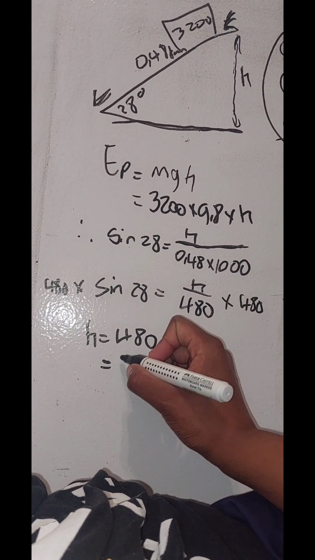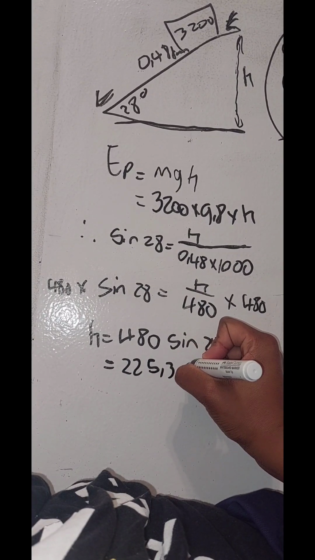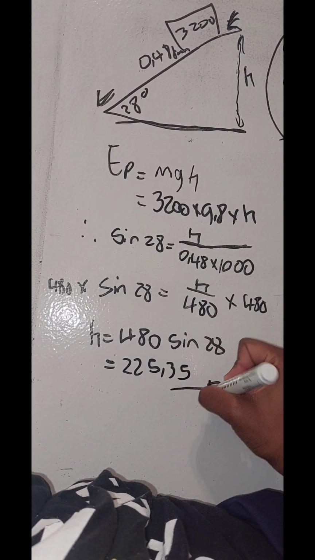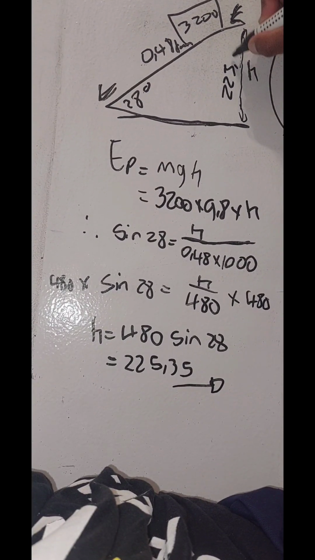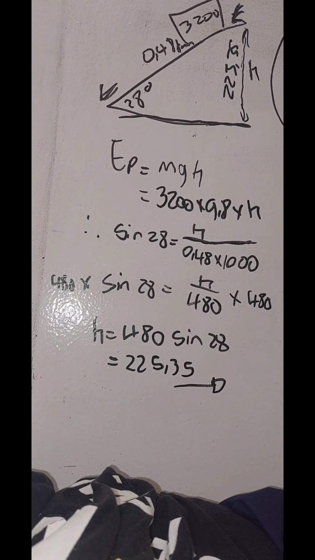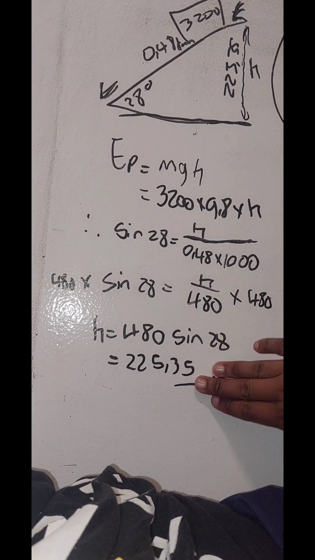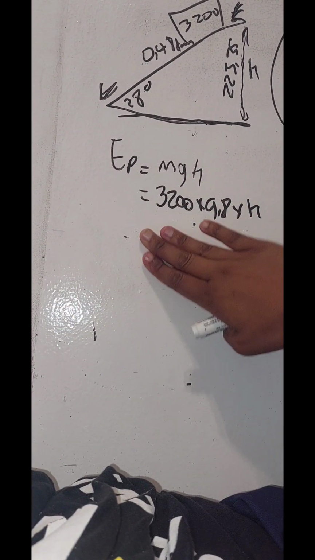That is how you find it. It's 225.35. I'll leave it like that. Now we have height. Height is 225.35. Okay, now we have height, right? So let's substitute our height. Let me just wipe, and let's substitute our height here.